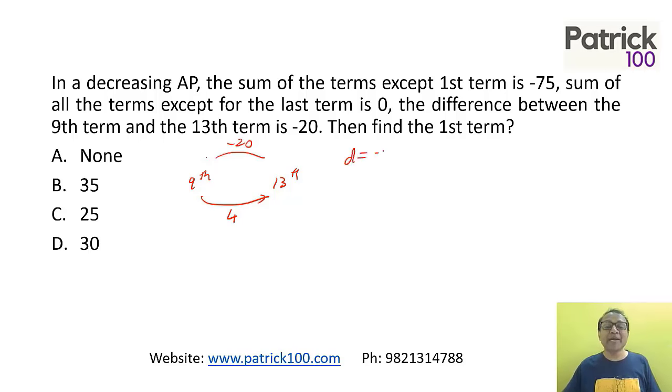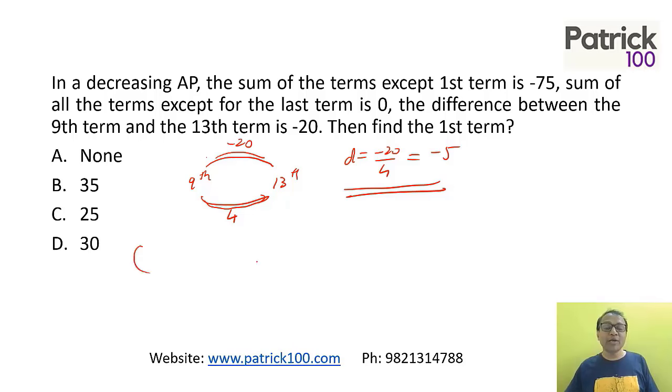So D will become minus 20 upon 4 because the difference is 20 in 4 terms. So the difference between 2 consecutive terms will be minus 5, because 20 difference for 4 terms. So per term difference is minus 5.